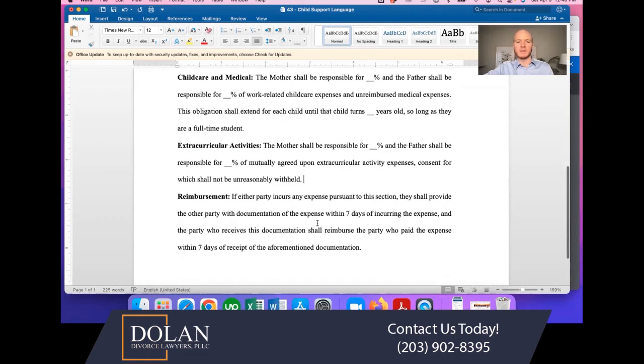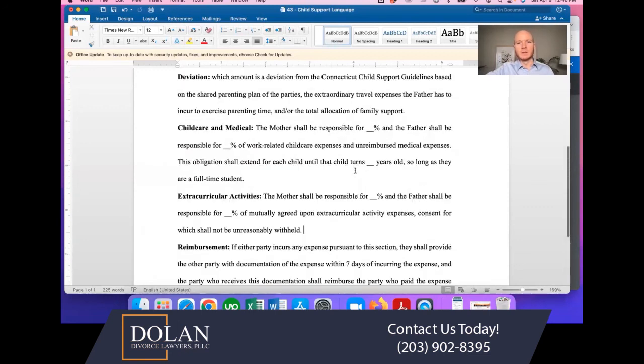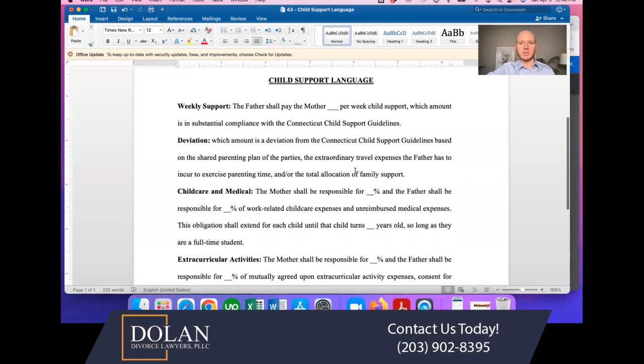And then you'll usually want language in there that talks about how the expenses are reimbursed. So the standard language used is that if either party incurs any expense pursuant to this section, they shall provide the other party with documentation of the expense within 7 days of incurring the expense. And the party who receives this documentation shall then reimburse the party who paid the expense within 7 days of receipt of the aforementioned documentation. So that's the standard child support language.